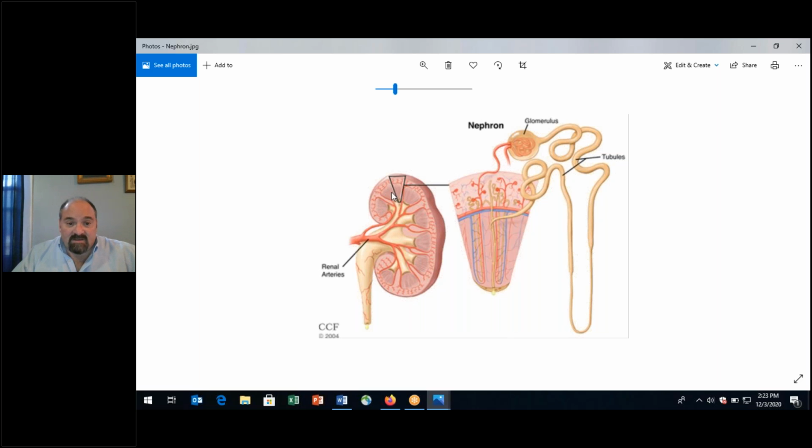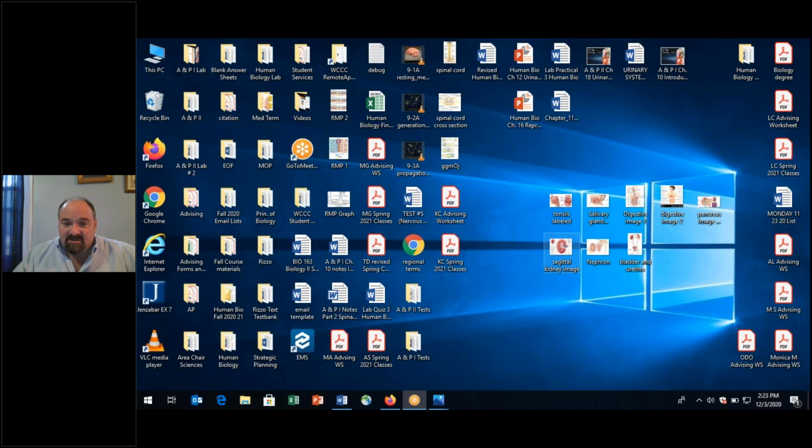So we've got the medullary region that contains the pyramids, the cortical region, which really contains the majority of the nephron, and blood vessels, okay? And then this is a capsule. This is the actual covering of the kidney itself. Minimize that. Let's go to this other image here.